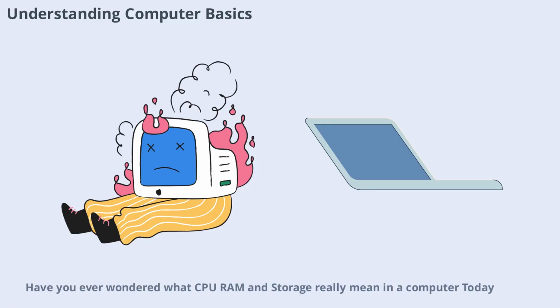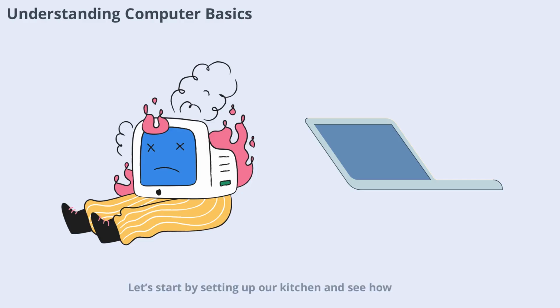Have you ever wondered what CPU, RAM, and storage really mean in a computer? Today we'll break down these terms using simple real-life examples that make everything easy to understand. Imagine your computer as a kitchen. Yes, a kitchen. This analogy will help you see how each part works together to get things done. Let's start by setting up our kitchen and see how each component plays its role in making everything run smoothly.